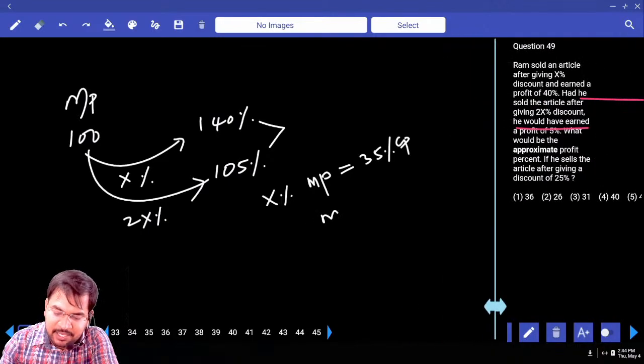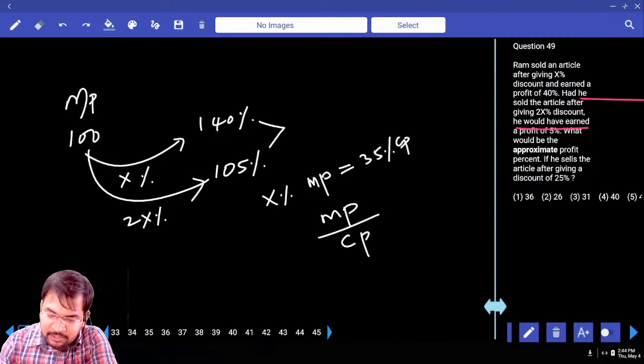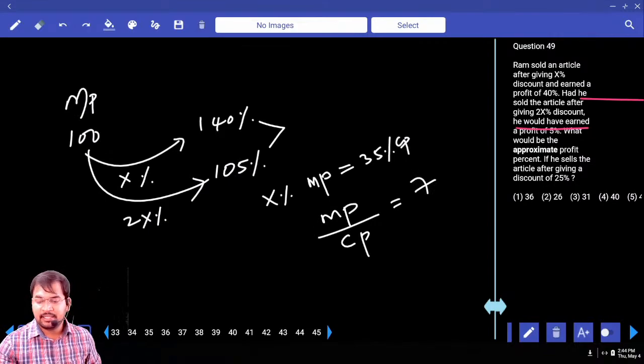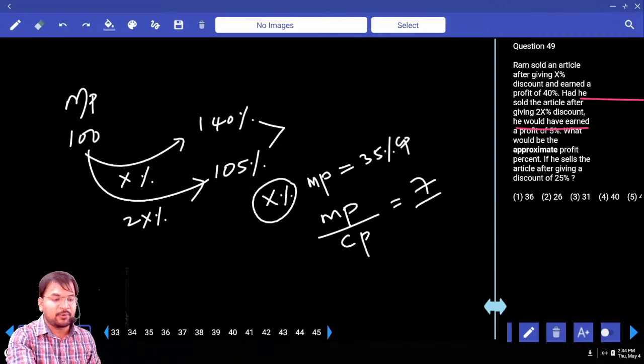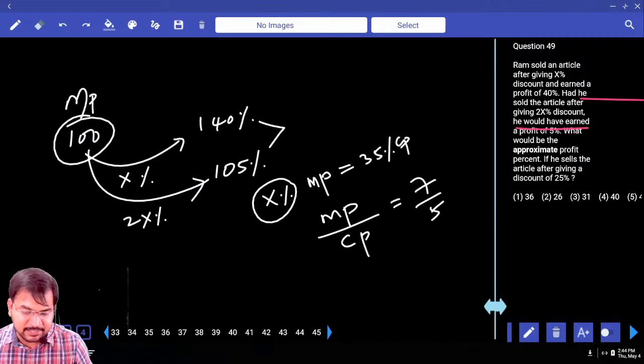Now MP by CP is equal to how much? 35% is nothing but 7 by marked price. We assumed it to be 100. So what happens? 7 by 5. MP is 7 parts, CP is 5 parts.